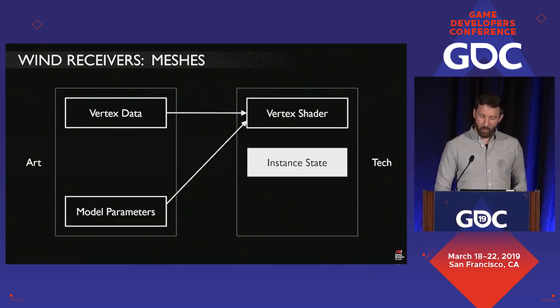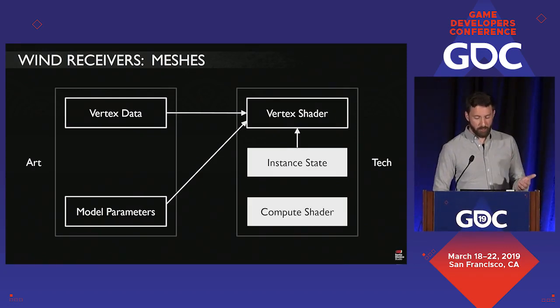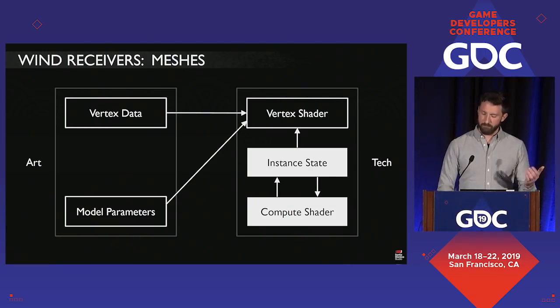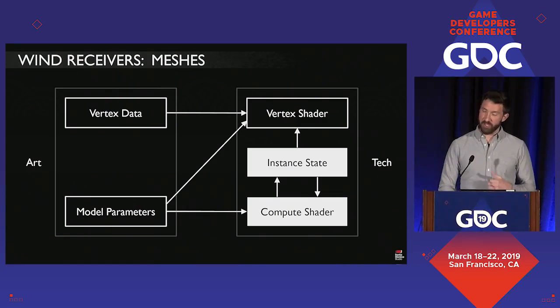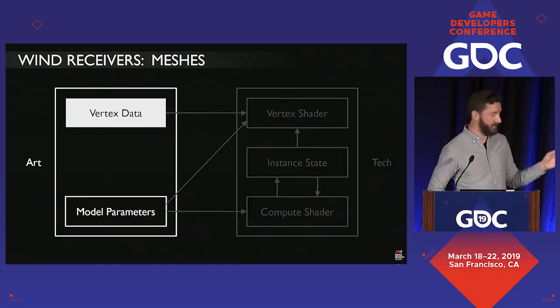For dynamics, we add state for each model instance. The vertex shader uses this, and we have a compute shader that grabs all of the states each frame and updates them. This mostly involves scrolling noise and smoothing the raw wind signal. Some of the model parameters are used to adjust this update behavior. Now we'll go over each of these.